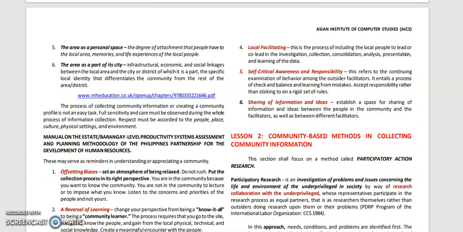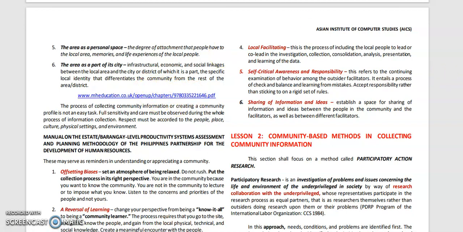Next is number 5, the area as personal space. So the degree of attachment that people have to the local area, memories and life experiences of the local people. Number 6, the area as a part of its city: infrastructural, economic, and social linkages between the local area and the city or district of which it is a part, and the specific local identity that differentiates the community from the rest of the area.